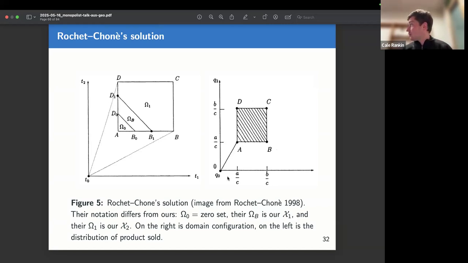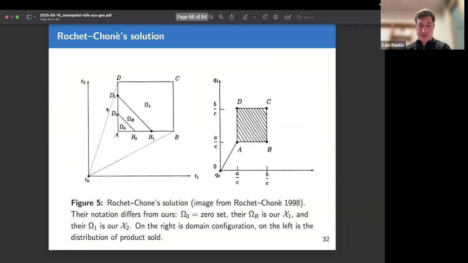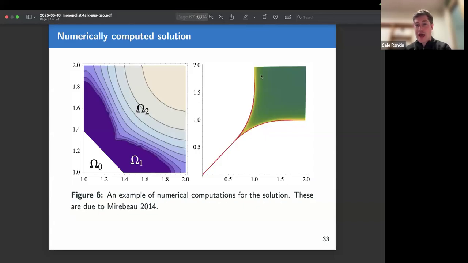So in fact, it was some numerics due to Mirabeau and also some earlier authors, which sort of suggested there might be a bit more to this solution. So I'm taking some numerics from Mirabeau's paper, which implies, first of all, that this configuration of domains, omega naught, omega 1, omega 2, will look similar, but not quite like what Rochet and Choné conjectured. And again, this distribution of products sold will not quite just be a square and a line segment, but something a little smoother. So the numerics indicated there was a bit more to do here.